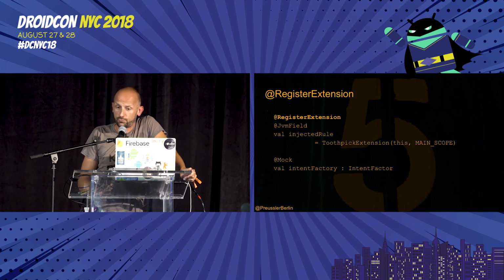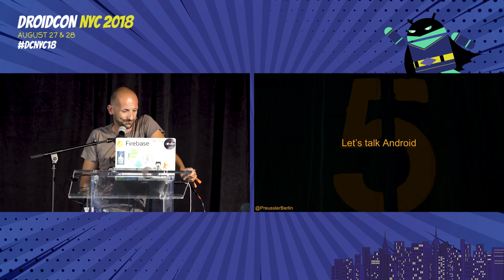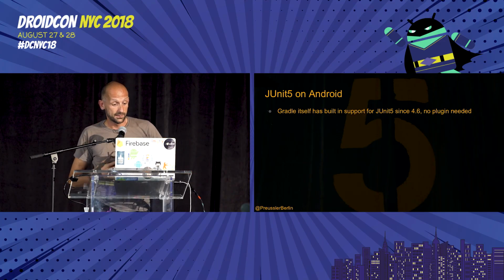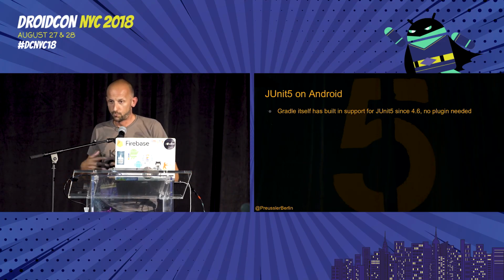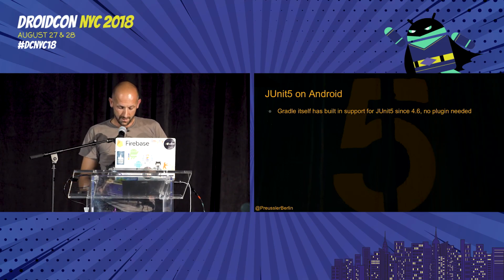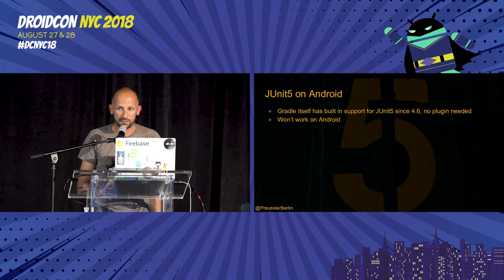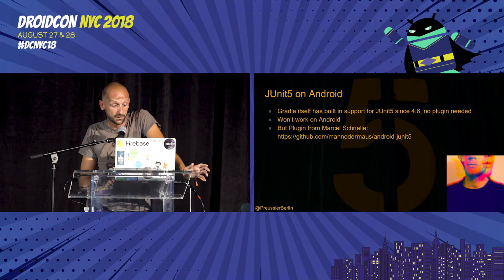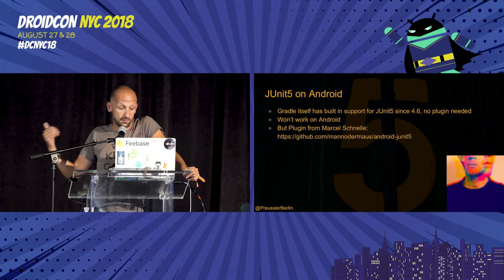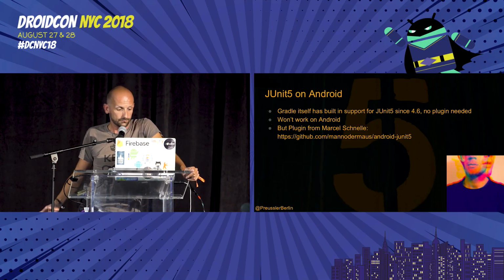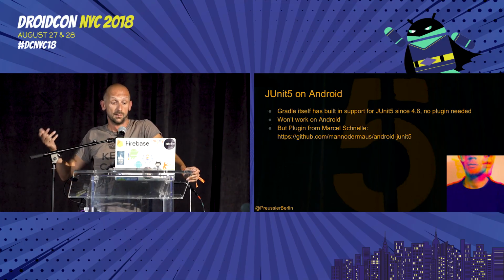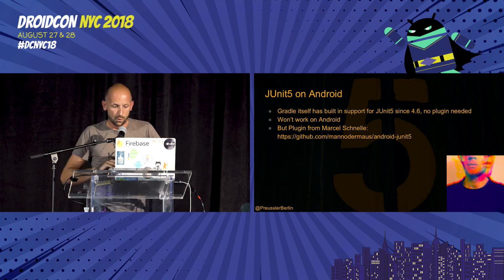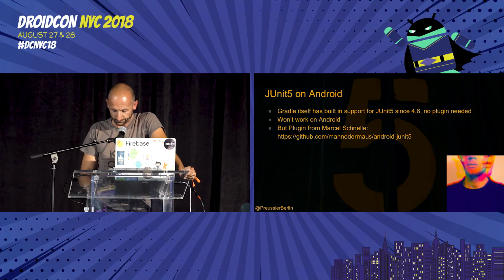But we're at an Android conference, so let's finally talk about Android, right? Gradle has built-in support for JUnit 5 since Gradle 4.6. Before, you needed a plugin. That's now deprecated. But we are Android, everything is different there, so of course this plugin will not work for us, because we have the Android plugin and everything on top of that. But for quite some time, Marcel Schnelle wrote a plugin that just enabled JUnit 5 for Android. He updated it lately to Gradle 4.6. So if you used it before, there was a bit of weird syntax for your dependencies. Now it's the default way. So it's really, really easy now.